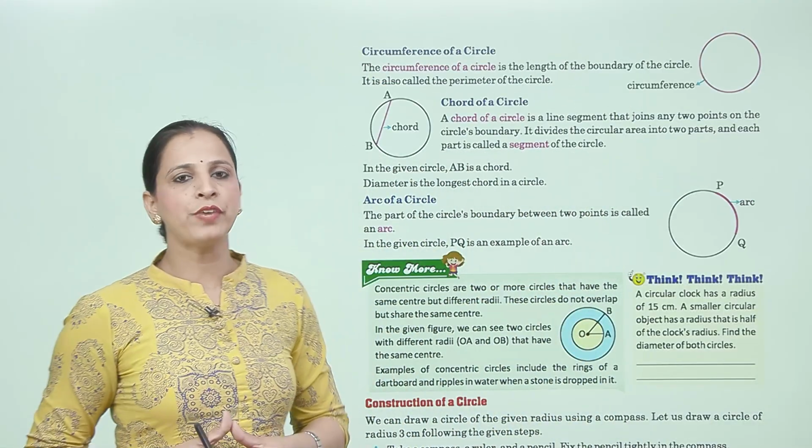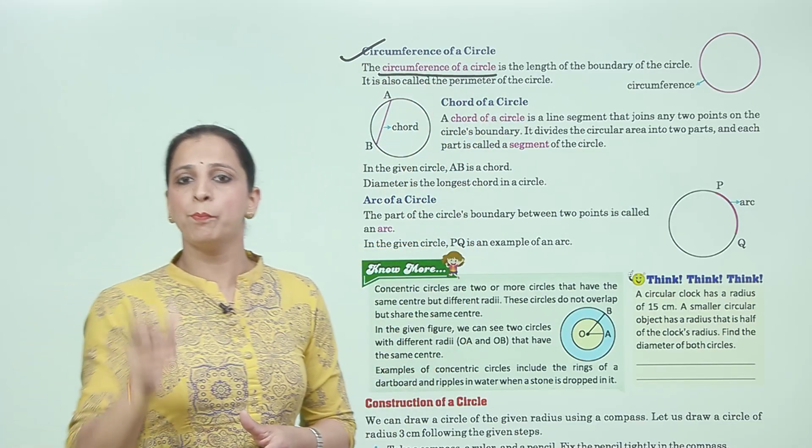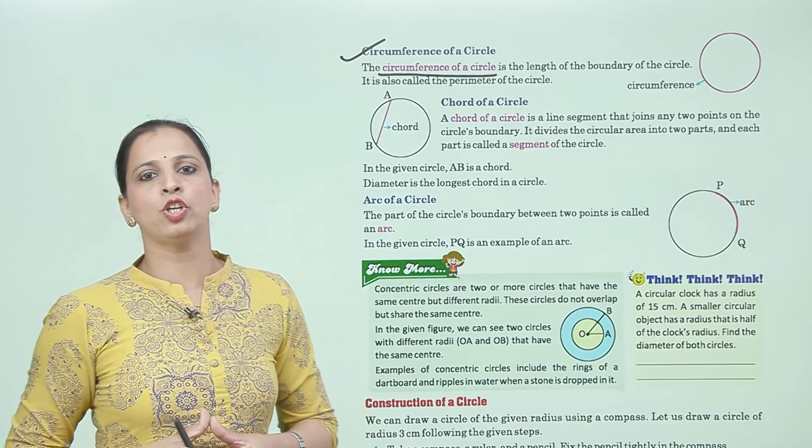Now, next is circumference of a circle. The circumference of a circle is the length of the boundary of the circle. It is also called the perimeter of the circle.